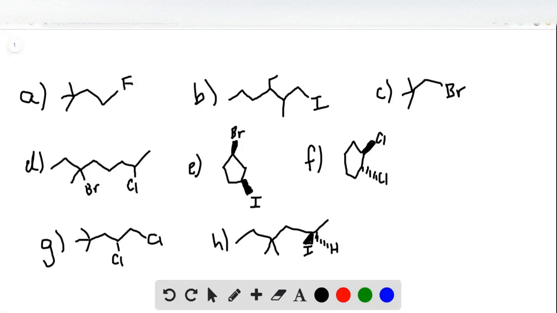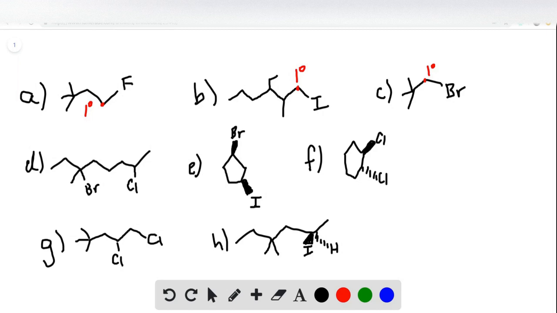We need to classify each of the alkyl halides from problem 7.44 as primary, secondary, or tertiary. So we'll start with A. This alkyl halide is primary because it's only attached to one other alkyl group. B, this alkyl halide is also primary because it's only attached to one other alkyl group. C, once again, it's also primary because that carbon is only attached to one other alkyl group.